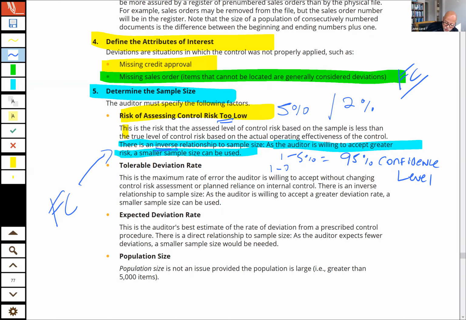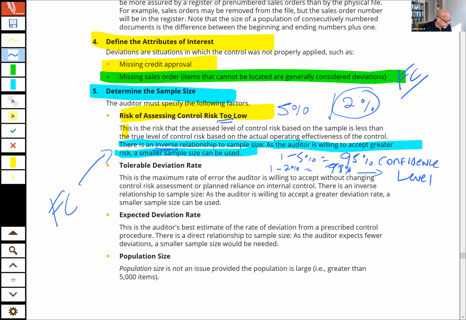Because if we took 1 minus 2%, good, then that would equal what? Well, you were saying a 98% confidence level, right? Okay, good. Which one's going to give you the bigger sample size, the 95 or the 98? I would think that the 98 is going to give you a bigger sample size. Good. Inverse relationship. The lower we're trying to get that risk of assessing control risk too low, the larger the sample size, right? And the more our confidence. Okay. If you wanted a 100% confidence level, then you can't sample. You have to test all of them, right?